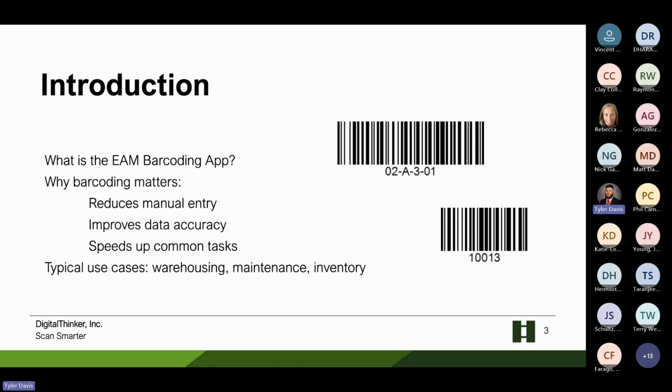And then our typical use cases, where do we see this? Warehousing, maintenance, inventory, definitely. Warehousing for parts receipt, inventory tracking, finding bin locations. Maintenance for scanning equipment, their work orders, accessing repair logs through scanning past barcodes. And then inventory, so real-time stock management, so you can keep up with counts.